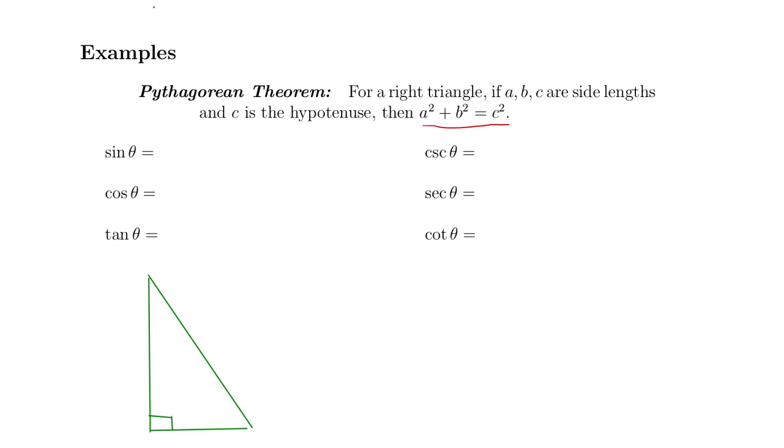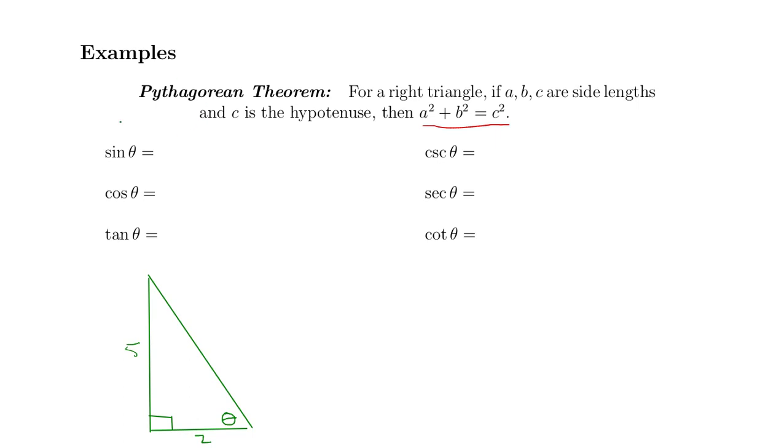And I need some side lengths. Let's say this side length is 2. And let's say this side length is 5. And let's put our angle theta right here. And then I'm going to do another example in blue. Actually, no, let's do the green one first, and then I'll do blue after, and I'll let you do that.